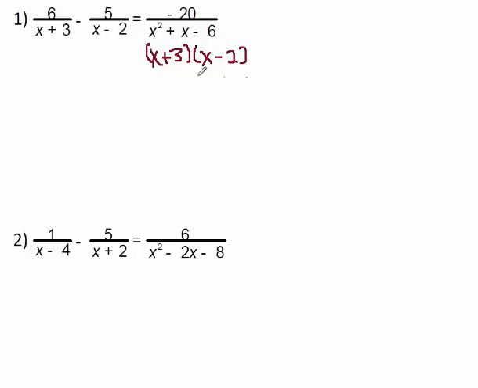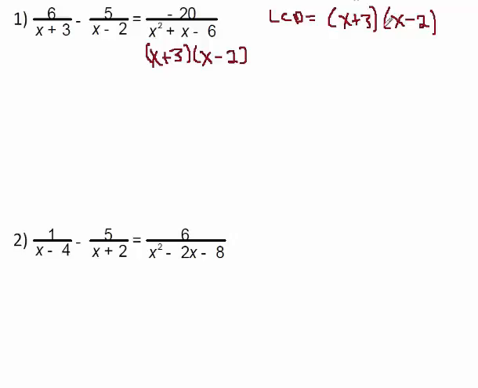Now the good news is that those are also the terms underneath the denominators here. So the LCD, the least common denominator, is x plus 3 times x minus 2, because this whole term, x plus 3 times x minus 2, will actually divide into each term. So let's try it with term number 1, and let's do this in different colors so it makes sense.